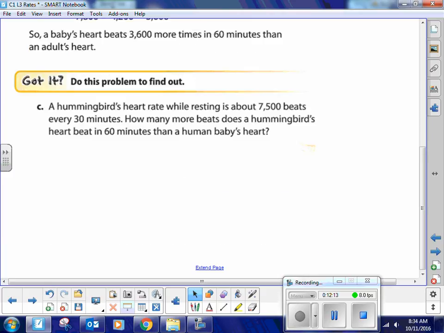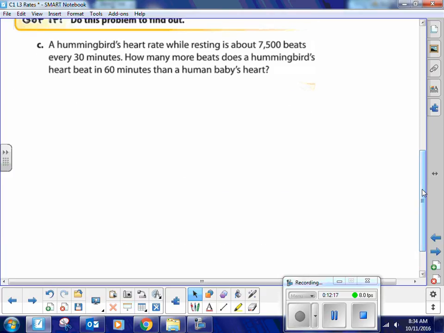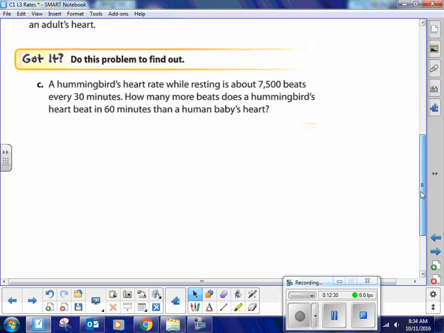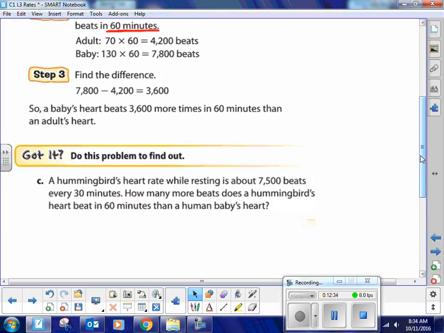All right, let's give ourselves a little bit more room. A hummingbird's heart rate while resting is about 7,500 beats every 30 minutes. How many more beats does a hummingbird's heart beat in 60 minutes than a human baby's heart? Okay, we've got that information up here. A baby's heartbeat is this. So we've got to figure out what the hummingbird's heart rate is.